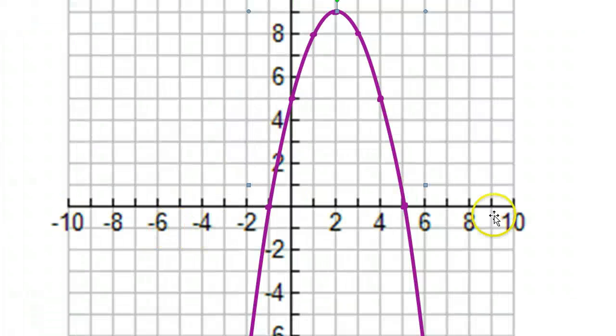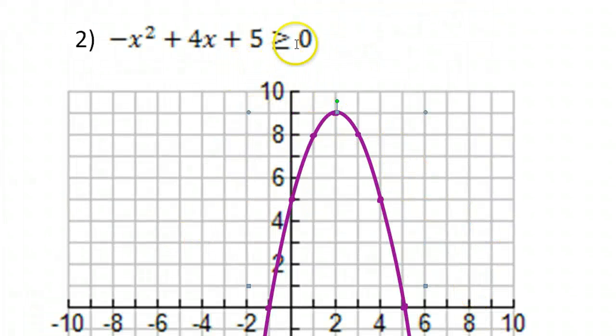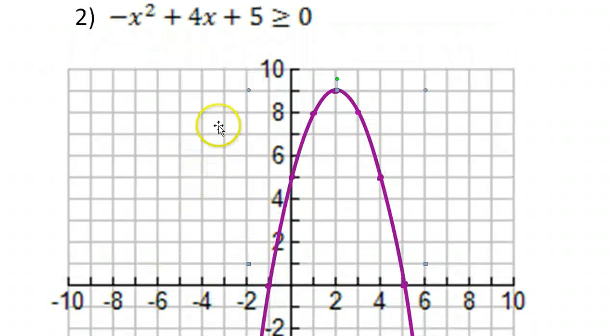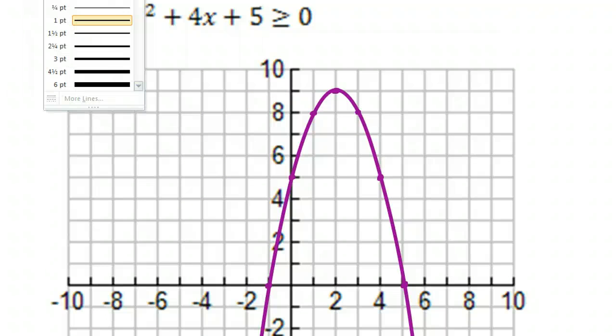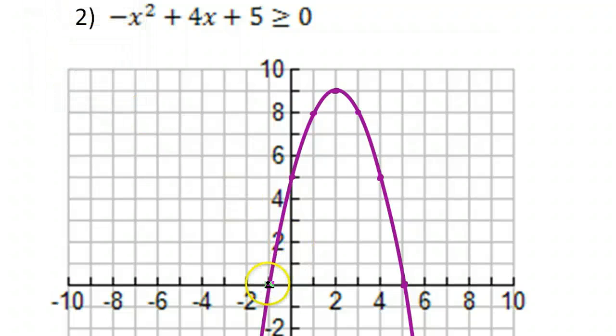let's draw it. And again, as we look at this equation, we're looking at the symbol greater than or equal to 0. So where is the function greater than or equal to 0? Well, let's start with where it's equal to 0. And I can tell you that it's equal to 0 right here at the x-axis. So now where is it greater than 0? It's greater than 0 above the x-axis.